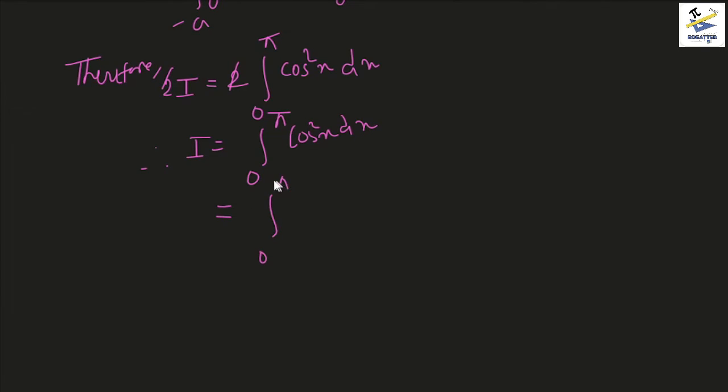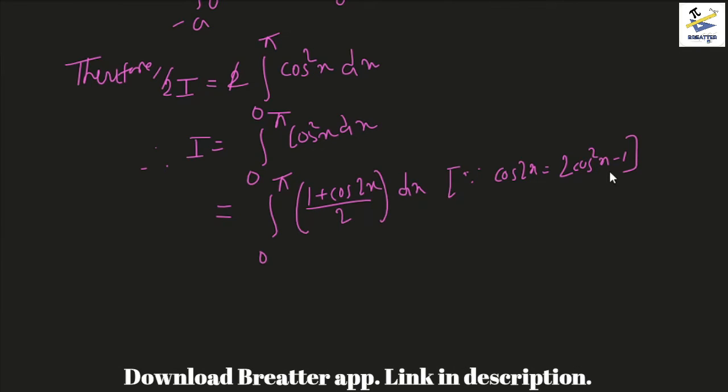Firstly, we use the formula 1 plus cos 2x by 2 dx. This is according to the formula that cos 2x equals 2 cos square x minus 1. So this is according to the addition formula or the multiple angle formulas, where you also have formulas for cos 3x, cos 4x. In fact, cos nx is an nth degree polynomial in cosine of x. So like that.